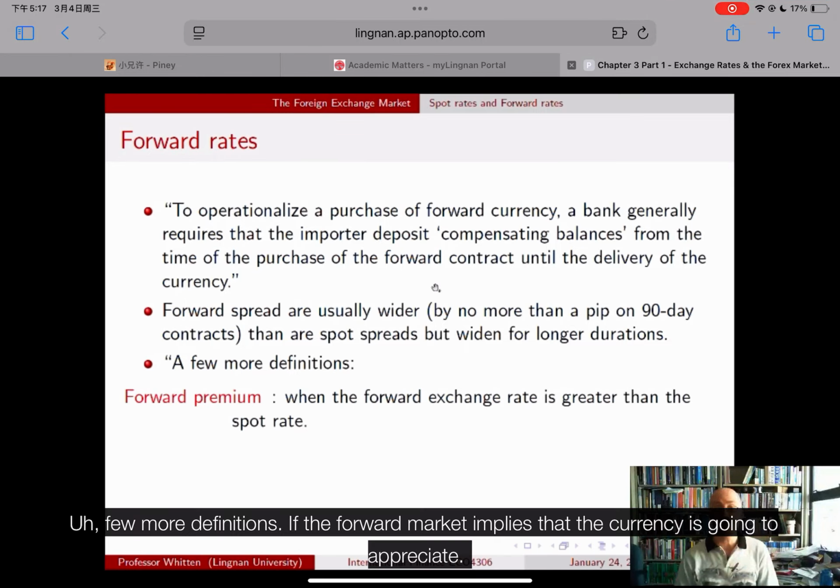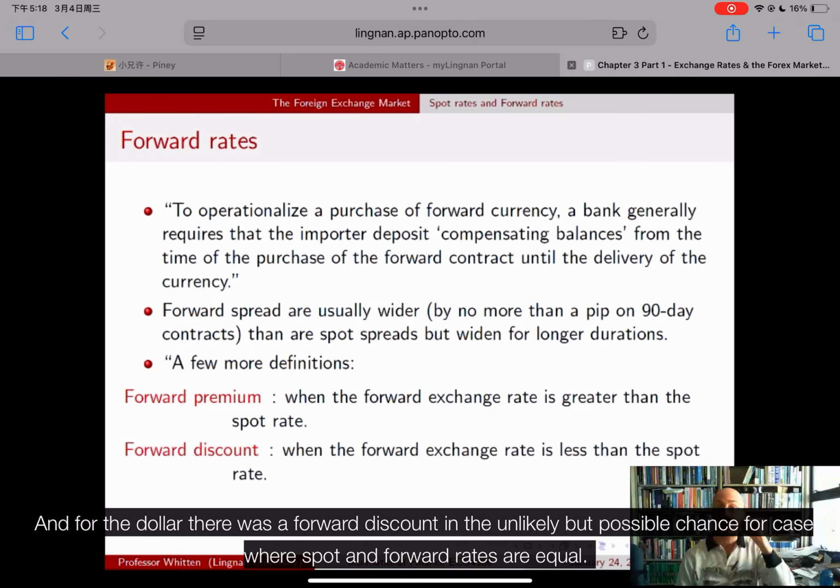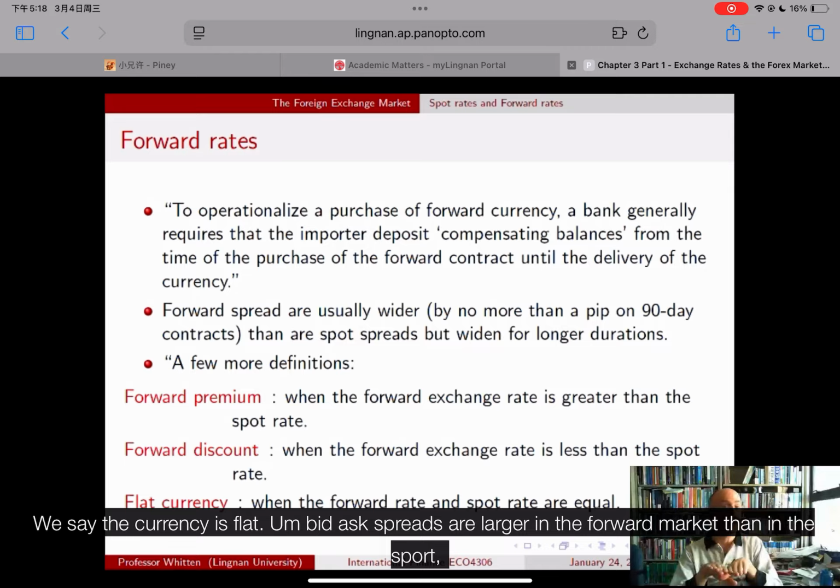A few more definitions. If the forward market implies that the currency is going to appreciate, so for the yen, in this case, there was a forward premium, and for the dollar, there was a forward discount. In the unlikely but possible chance or case where spot and forward rates are equal, we say the currency is flat.